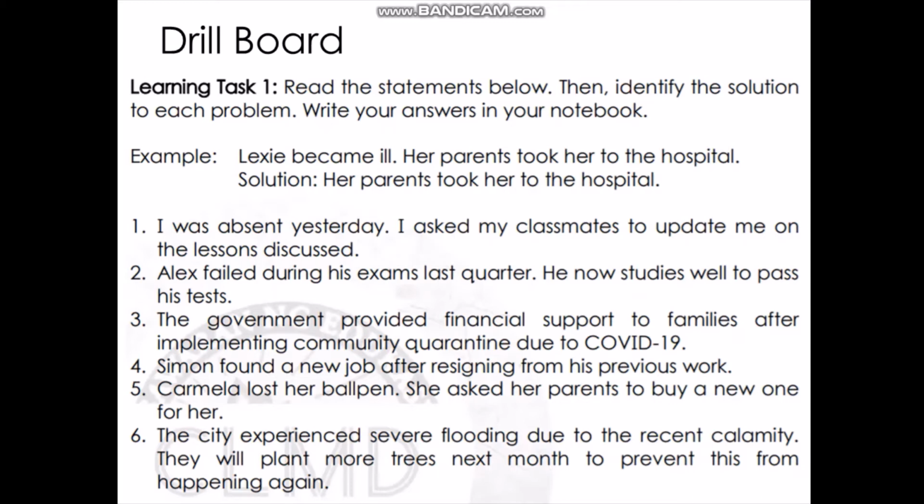What is the solution? Time's up, board's up. The correct answer would be I asked my classmates to update me on the lessons discussed. Because I was absent yesterday is the problem. So, this one is the solution. Number 2, erase your answers.